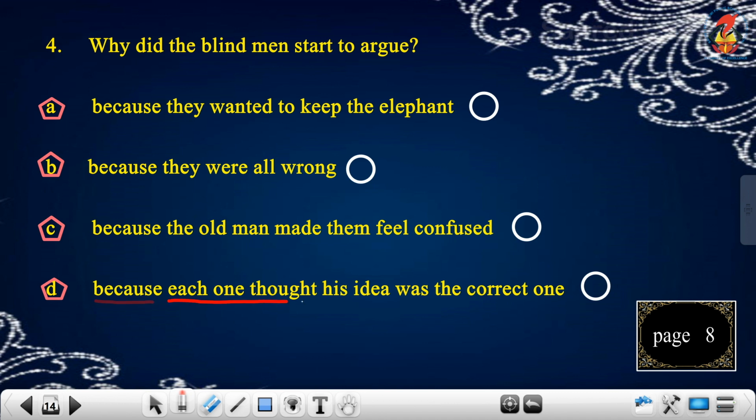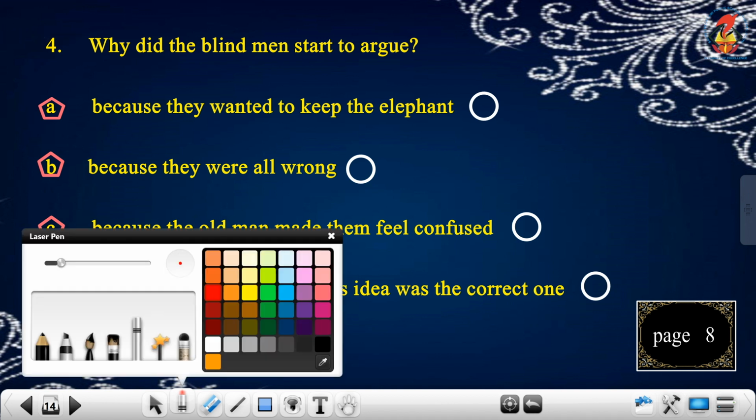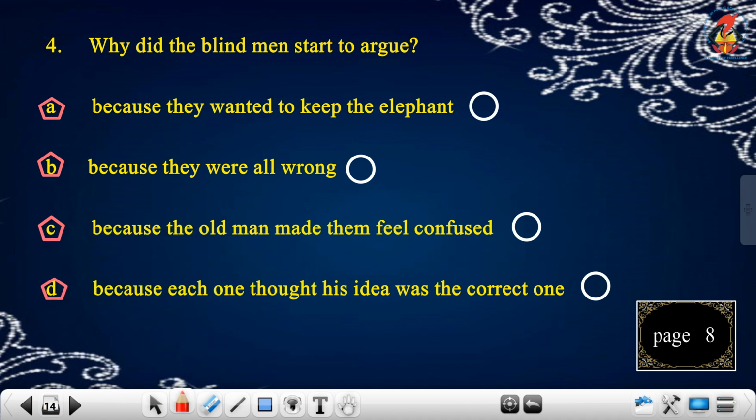Because each one thought his idea was the correct one, isn't it? Everybody thought that his idea was the correct one because what he felt was the correct one. So that was the actual reason the 6 blind men were arguing with one another. So the correct answer is option D, and you have to bubble the circle which is near option D. Okay, bubble the circle.